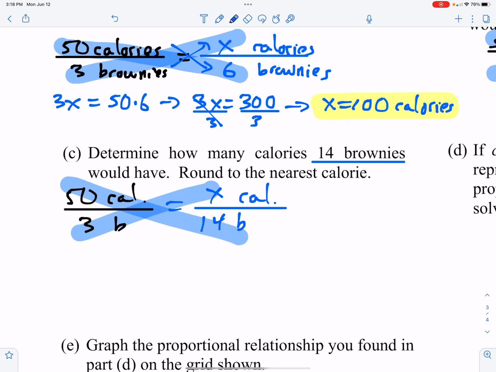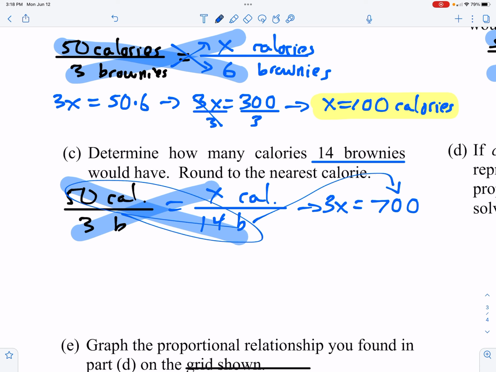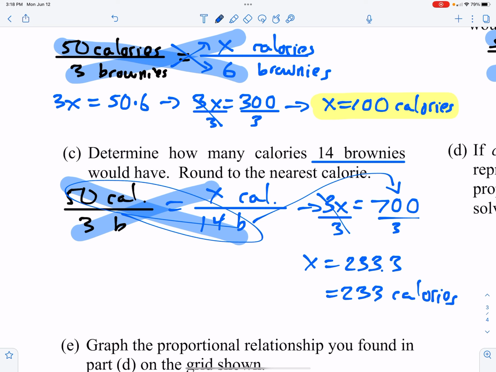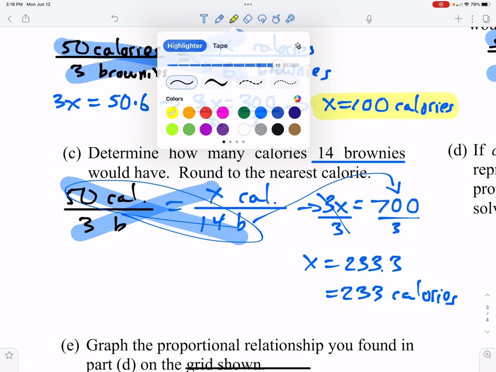What we're going to do is still cross multiply. 3X equals 50 times 14, which is exactly 700. Then go ahead and divide both sides by 3. You're going to get X equals 233.3. So we're just going to round that down to 233 calories, the nearest whole number.